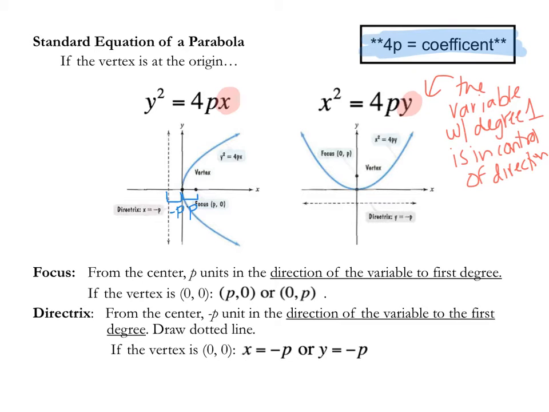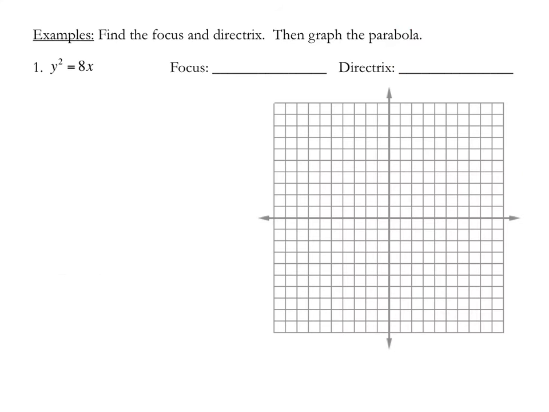Same thing for the y one. We move in the y direction. To find the focus, we move positive p. To find the directrix, we move negative p. So we're going to go ahead and go through some graphing examples.